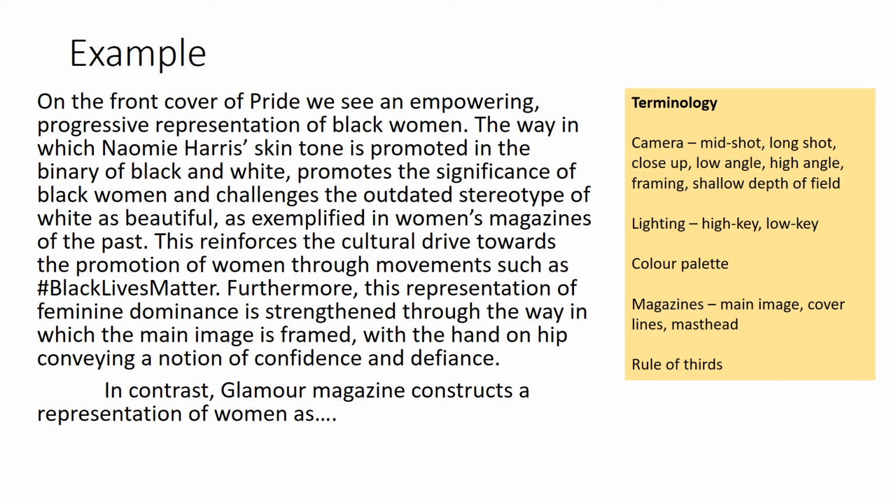In terms of terminology, for most of these texts you're going to be talking about camera shots, so you might use mid shot, long shot, close up, low angle, etc. You might talk about lighting, high key or low key lighting and the effect of that. You're almost certainly going to talk about colour palette on all of the texts that we study. For magazines, which is this question, you might use terms such as main image, cover lines and masthead. And for most of these texts you might also discuss the way in which the rule of thirds has been applied.